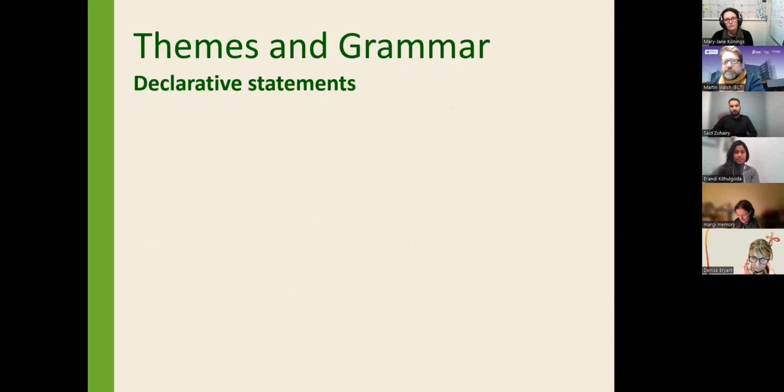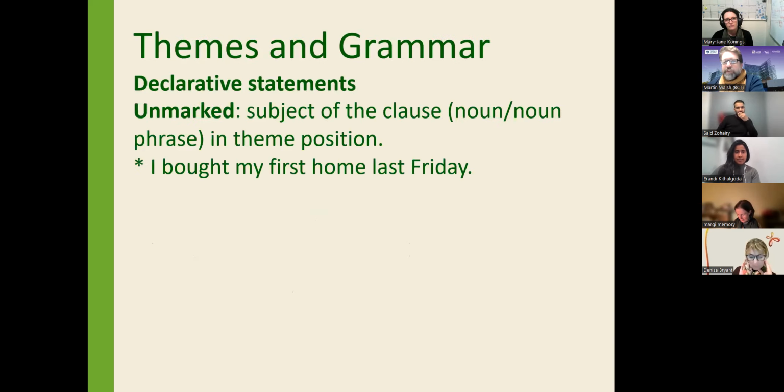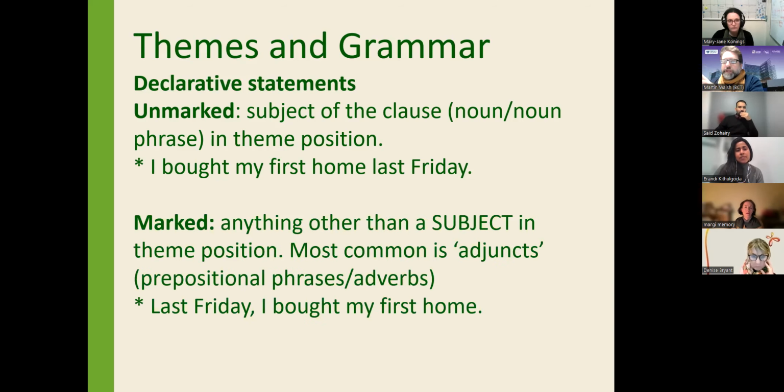Just a tiny little bit in terms of grammar and themes. As I was saying, generally in a normal declarative statement, the subject of the clause is the theme. So there's a correlation between theme and subject, and that's the normal, the unmarked form. Marked would be if you have something other than the subject in the theme position. If you want to emphasize something different, it would be considered marked. But as a general rule, the subject is in the theme position, but what is in the theme position depends on what is known to the reader or the listener.